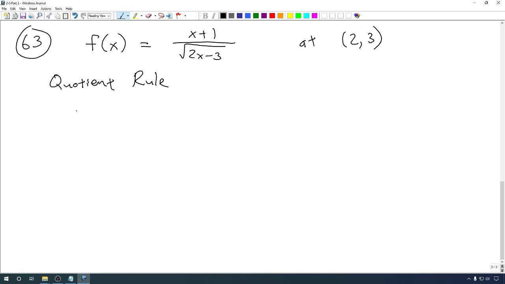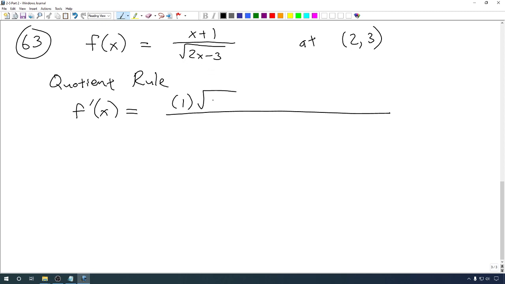I'm going to go ahead and label these just to keep track of where we're at, but you don't have to do that in general. So our quotient rule, we're going to take the derivative of the top, derivative of x plus 1. Well, that one's pretty easy. That's just a 1. Times the bottom.